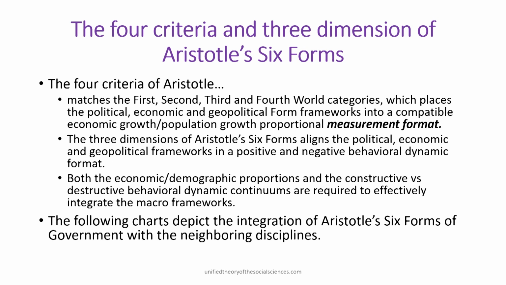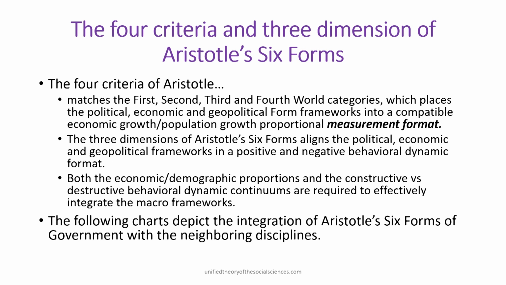The four criteria of Aristotle match the first, second, third, and fourth world categories, which places the political and economic geopolitical frameworks in a compatible economic growth over population growth proportions measurement format. The three dimensions of Aristotle's six forms allow the political, economic, and geopolitical frameworks in a positive and negative behavioral dynamic format. Both the economic demographic proportions and the constructive versus destructive behavioral dynamic continuums are required to effectively integrate the macro frameworks. You need two dimensions.